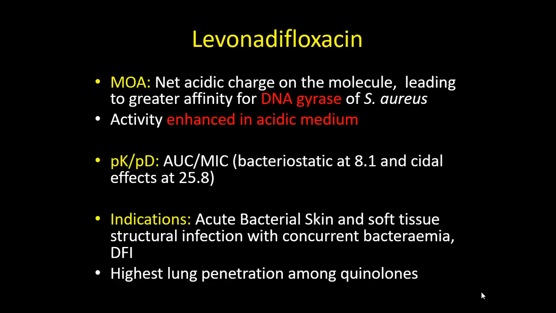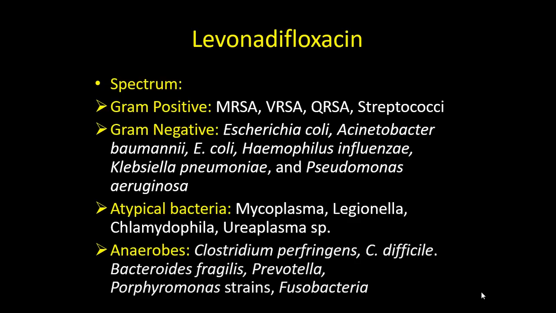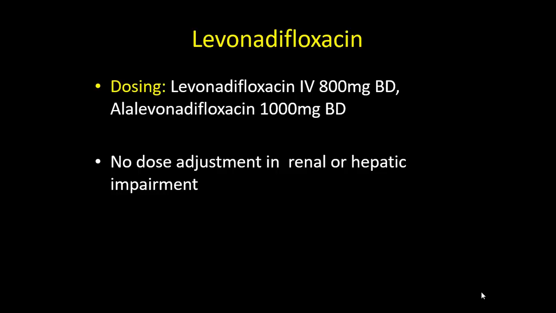Highest lung penetration among the quinolones. Spectrum of activity, though there is significant gram-negative coverage also, we extensively use it for gram-positive coverage. Dosing, as we already discussed, the levonadifloxacin is 800 mg BD. The prodrug alalevonadifloxacin is 1 gram BD. No dosage adjustment is required for either renal or hepatic impairment.